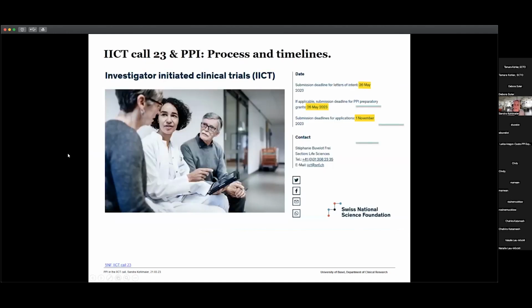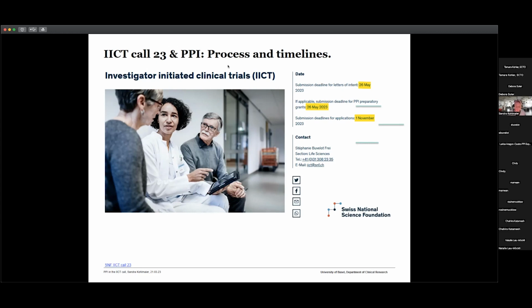And what is new is the date. So the submission deadline for the first thing, which is very important at the IICT call, which is the letter of intent, is the 26th of May. And this year it's the same submission day for the PPI preparatory grant. I will explain to you what this is in a minute. It's the same day. And then the next deadline, which you should remember, is the 1st of November, which is the deadline to submit your full proposal, the full application.